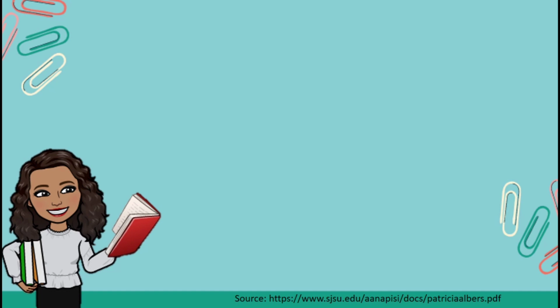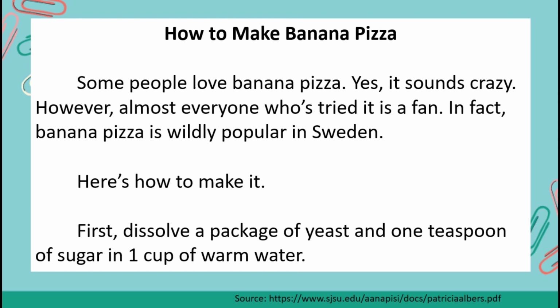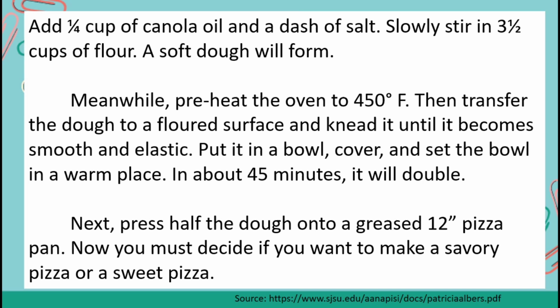Let me read you an example of a procedural text or sequential text. How to make banana pizza. Some people love banana pizza. Yes, it sounds crazy. However, almost everyone who tried it is a fan. In fact, banana pizza is wildly popular in Sweden. Here's how to make it. First, dissolve a package of yeast and 1 teaspoon of sugar in 1 cup of warm water. Add 1/4 cup of canola oil and a dash of salt.